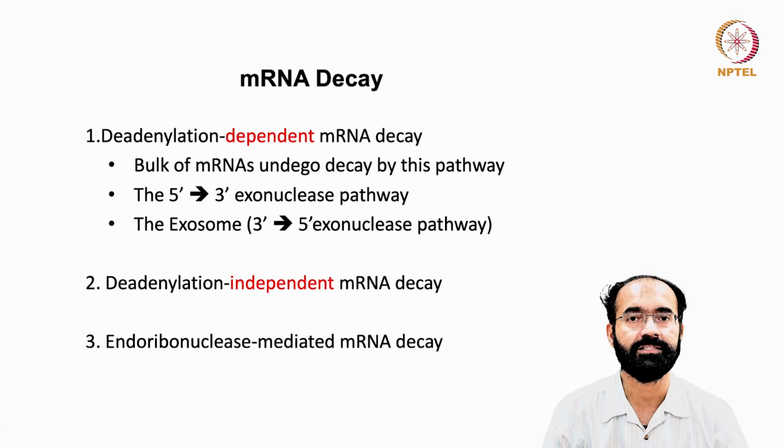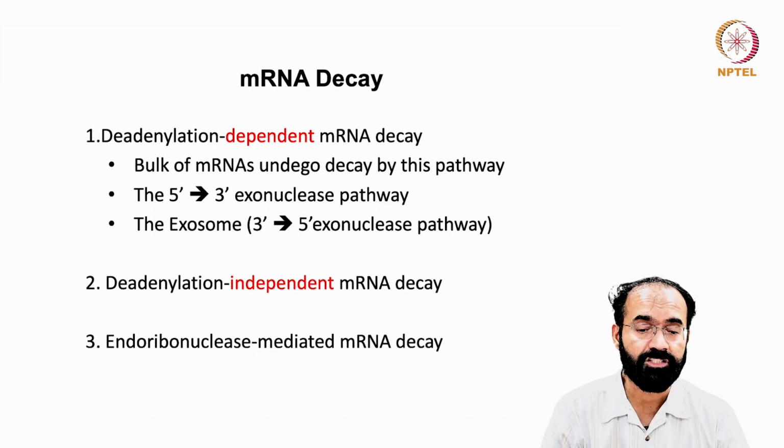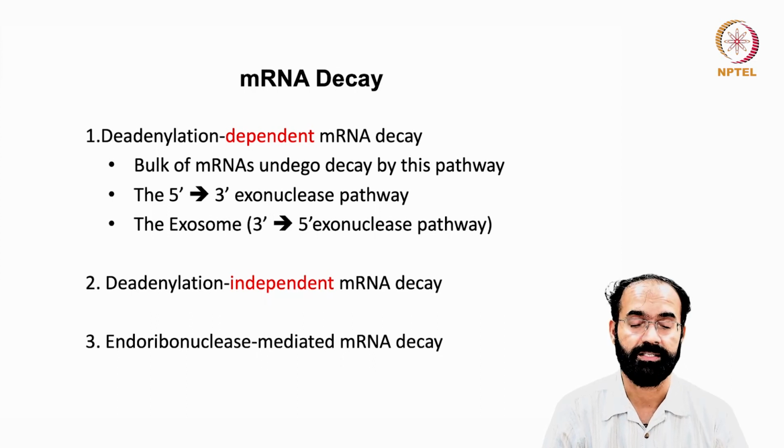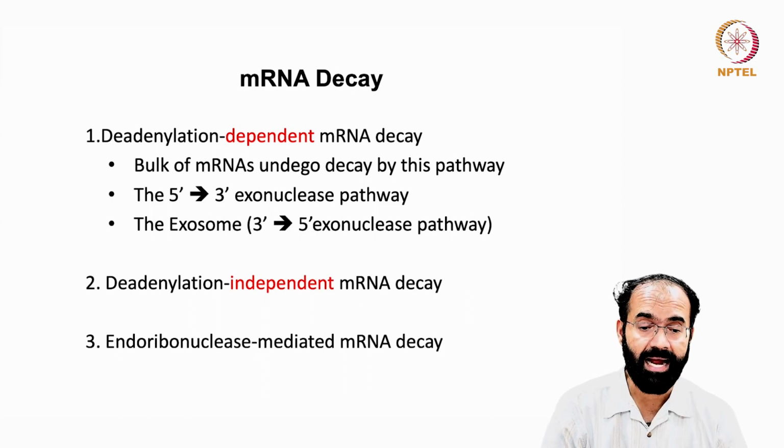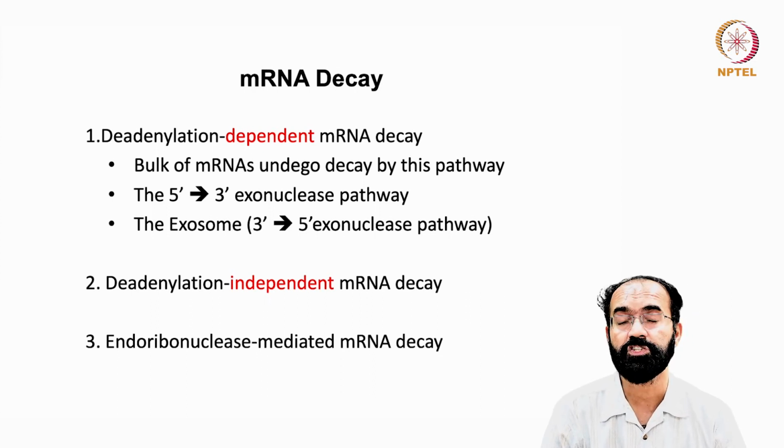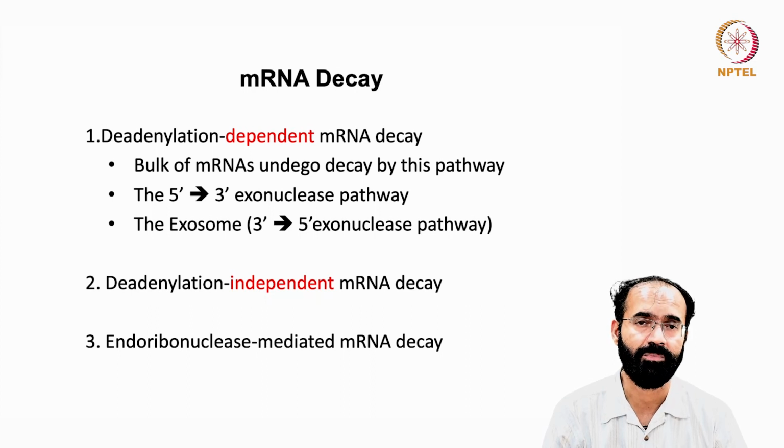In deadenylation-dependent mRNA decay, the bulk of mRNAs undergo decay by this pathway. A majority, a good number of the mRNA population, undergoes degradation by this pathway. The 5' to 3' exonuclease pathway kicks in on top of that, and the exosome-mediated 3' to 5' exonuclease pathway also kicks in. So once deadenylation has happened, the mRNA is vulnerable to both kinds of exonuclease activity, 5' to 3' and 3' to 5'. Of course, you may wonder, the cap is there, what happened to the cap? The cap will be removed by decapping enzymes.